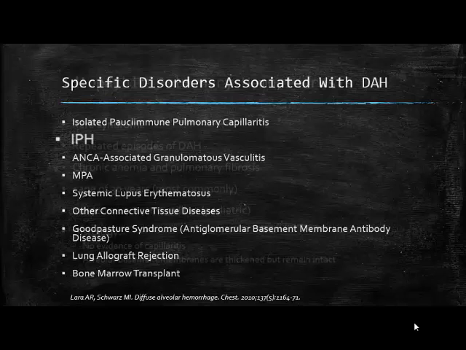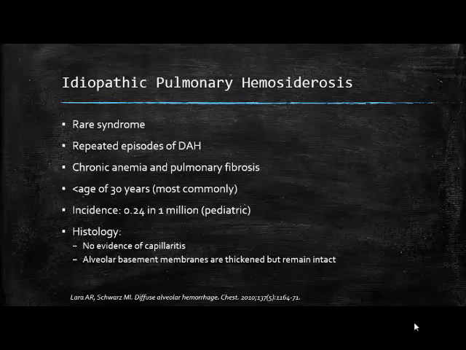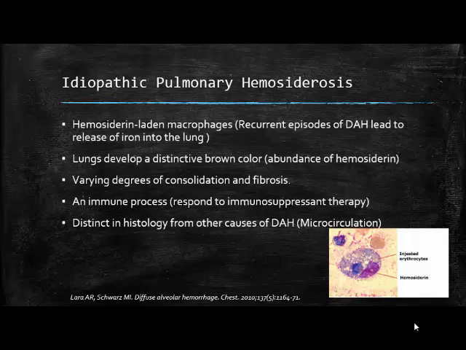The other entity is idiopathic pulmonary hemosiderosis. On the other hand, this is a rare syndrome. Patients have repeated episodes of DAH. They present with chronic anemia, and they have pulmonary fibrosis. Usually patients are less than 30 years of age, and the incidence in the pediatric population is 0.24 in 1 million. If you biopsy them, you're not going to find evidence of capillaritis, and what you're going to see is alveolar basement membranes that are thickened and intact.